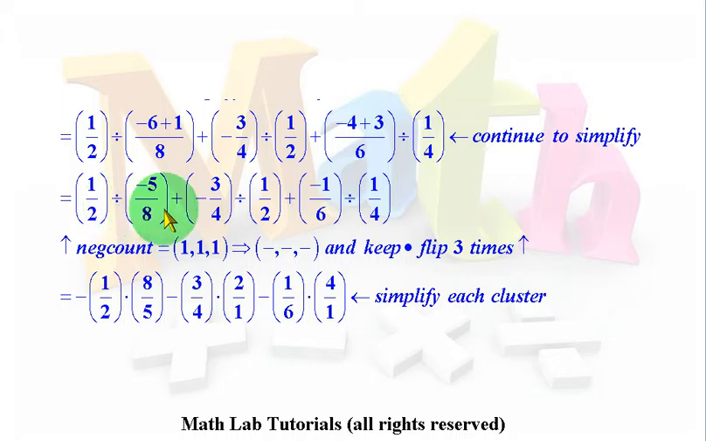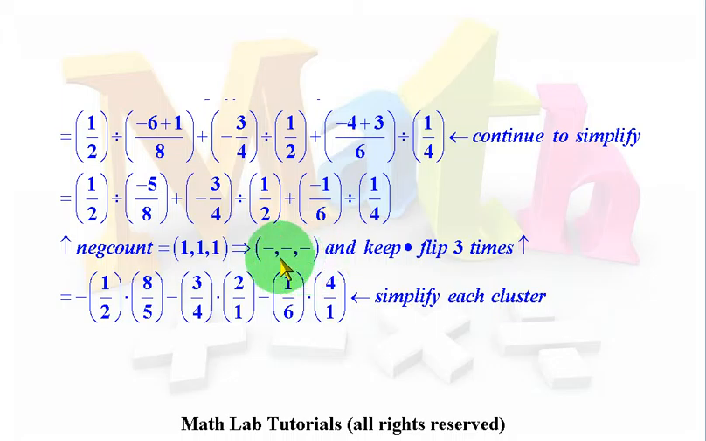Now it's time over here to do some neg counts, because we have a cluster here, a cluster here, a cluster here. So we can do a neg count for each cluster. Over here we count 1 negative, put it down. We count 1 negative over here, put it down. Over here we count 1 negative, put it down. So for all the neg counts we get 1, 1, 1. So the clusters are negative, negative, negative.